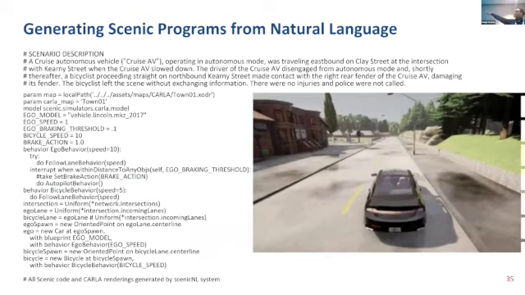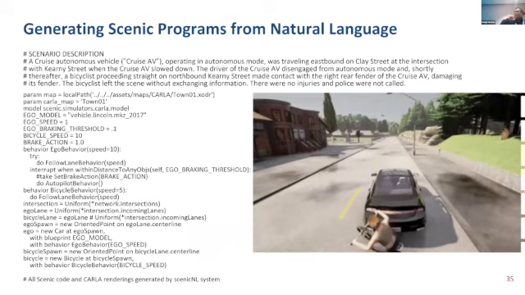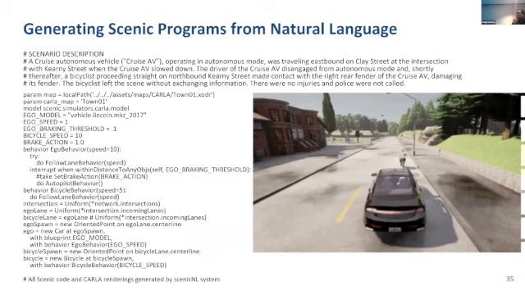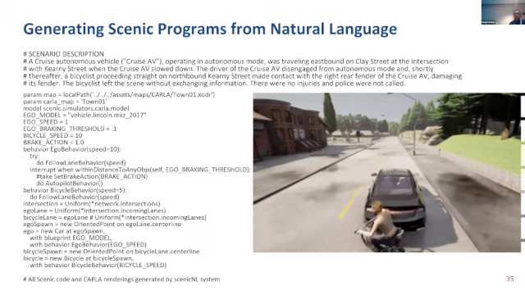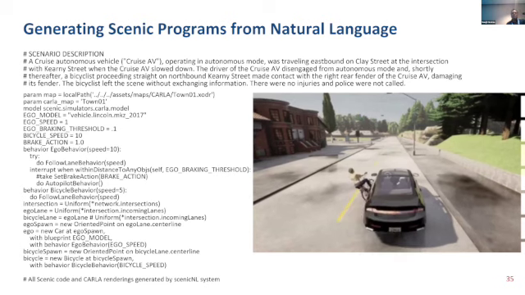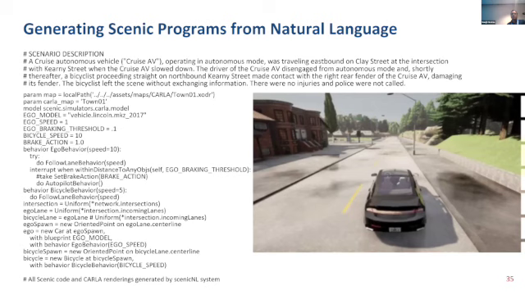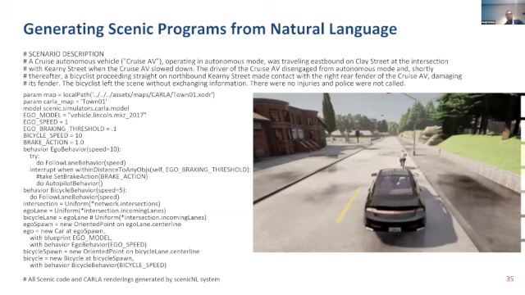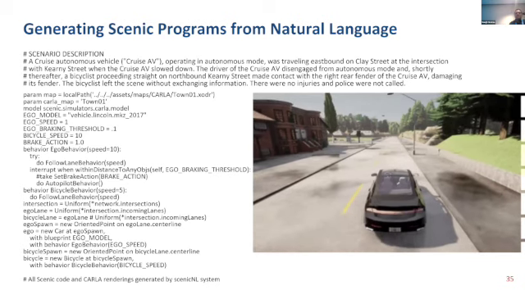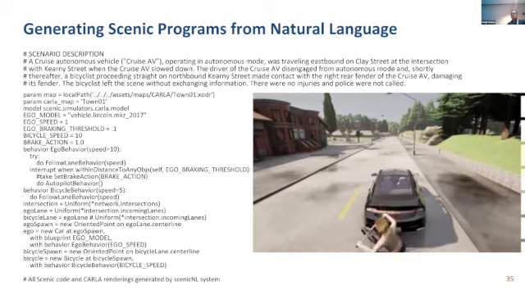So the scenario description is up there, and I'll just read it out to you. It says that a Cruise autonomous vehicle operating in autonomous mode was traveling eastbound on Clay Street at the intersection with Kearney Street. When it slowed down, the driver of the Cruise AV disengaged from autonomous mode, and shortly thereafter, a bicyclist proceeding straight made contact with the right rear fender, damaging its fender. The bicyclist left the scene without exchanging information. There were no injuries, police were not called. Okay, so that's the description.